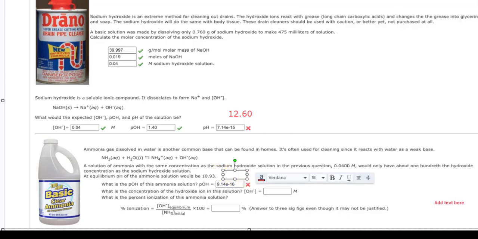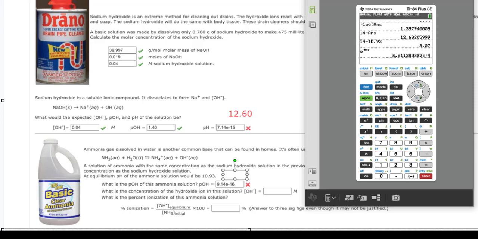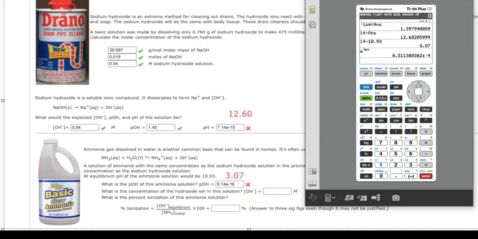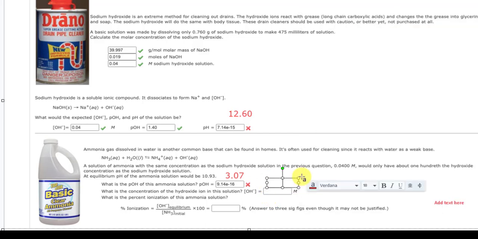There we go. Get my calculator again. That was 3.07. 3.07 was our pOH. Let's see what the hydroxide concentration is. Well, again, I did the anti-log. 8.51 times 10 to the negative 4. And of course, this is in molar. They've got the molar written for us, which means we don't have to write that down for the answer in WebAssign.